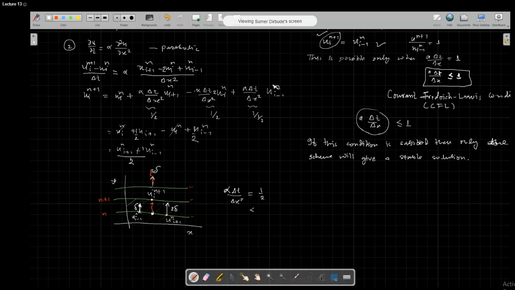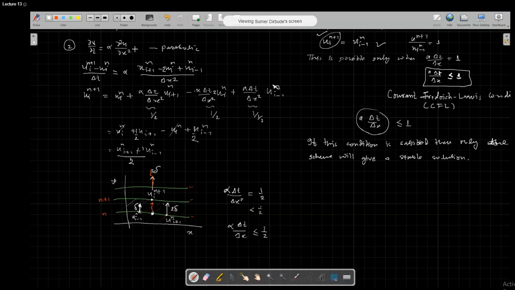What we want here is that at n plus 1, u_i^(n+1), our values from the previous step should not change abruptly. They may decrease. That diffusion is okay, but abrupt increase is a problem. So it can also be less than half. So the condition for this parabolic problem becomes alpha delta t by delta x square less than or equal to half.